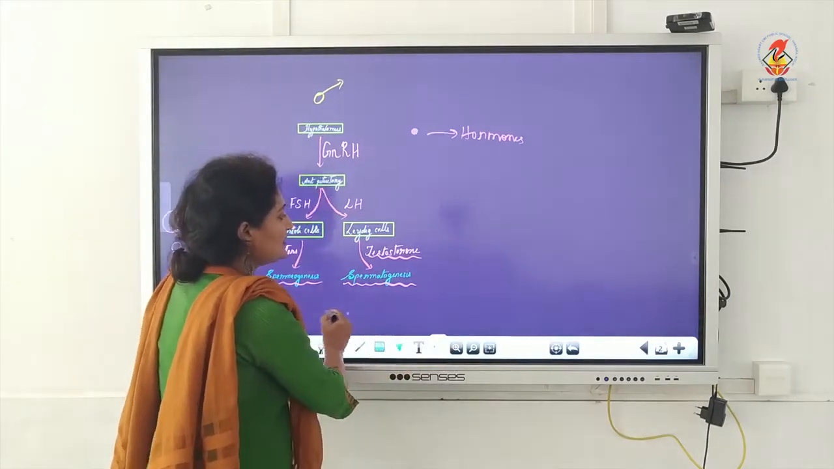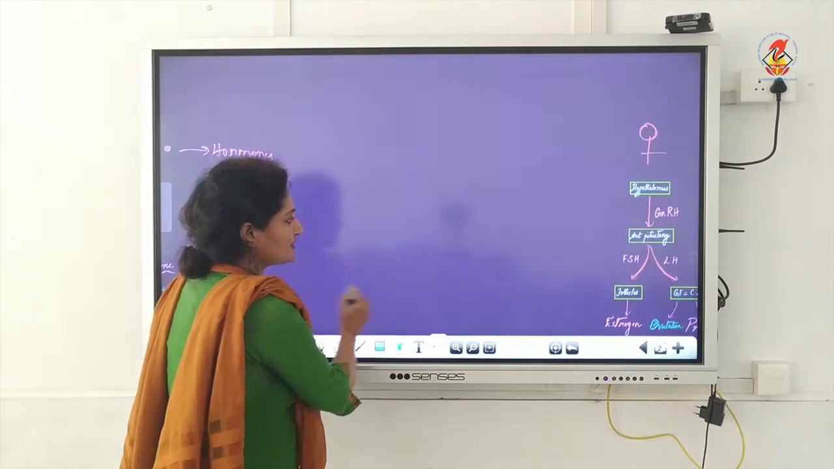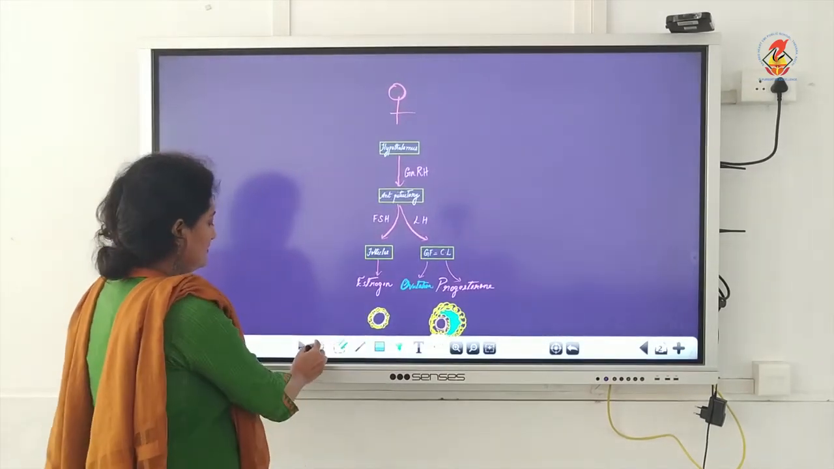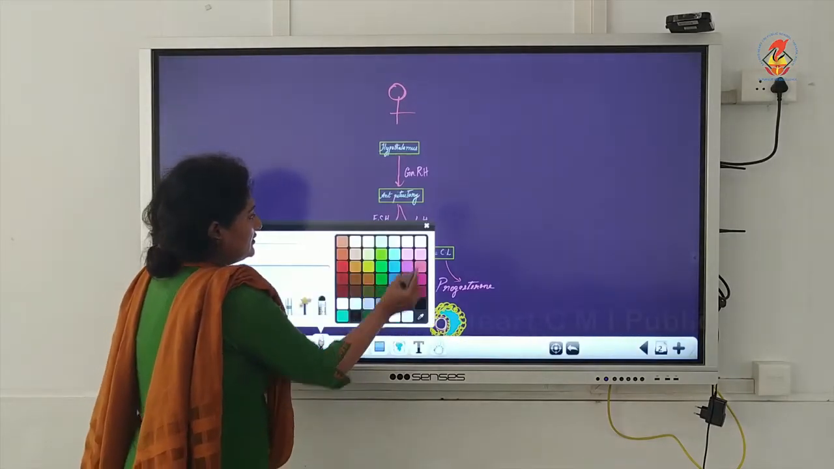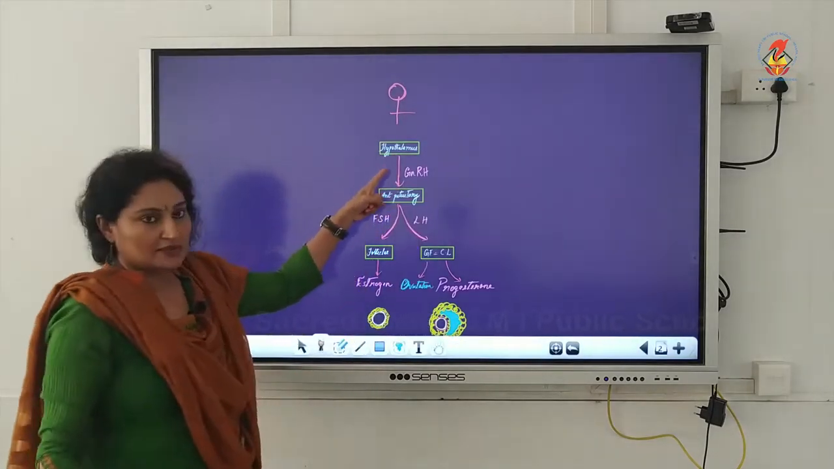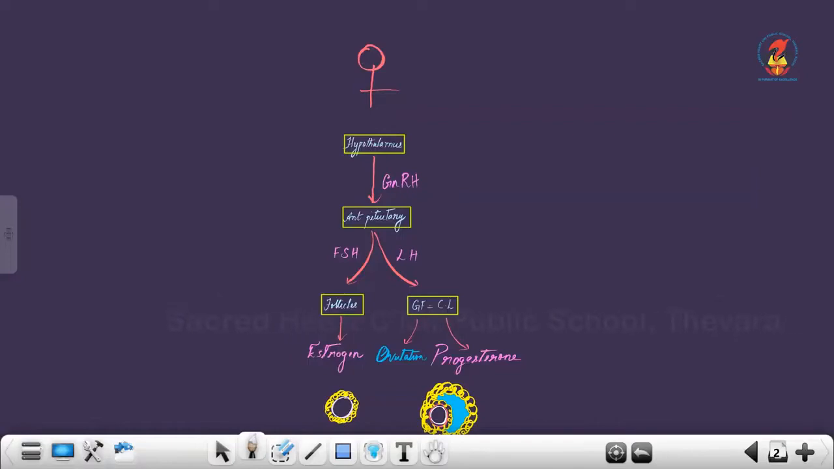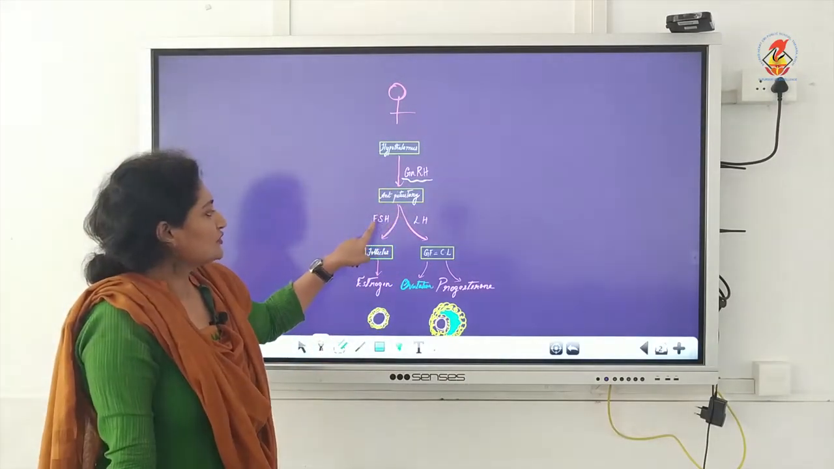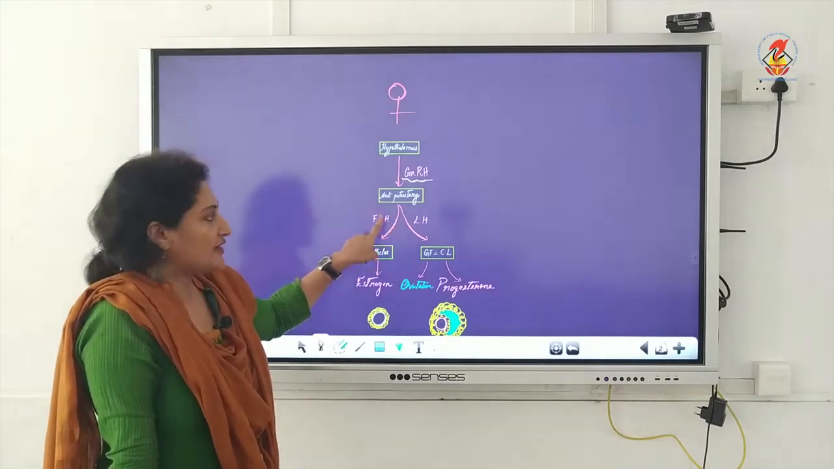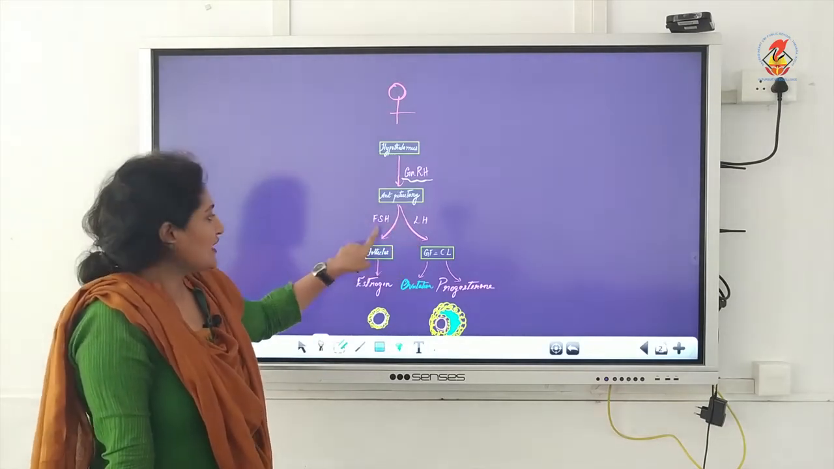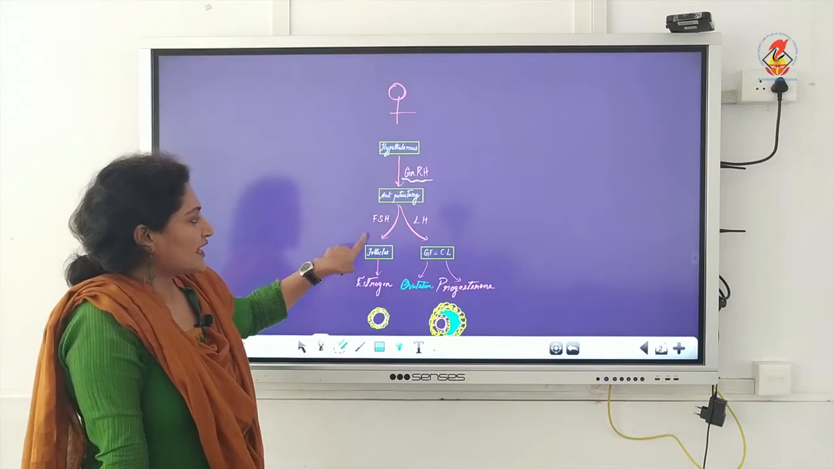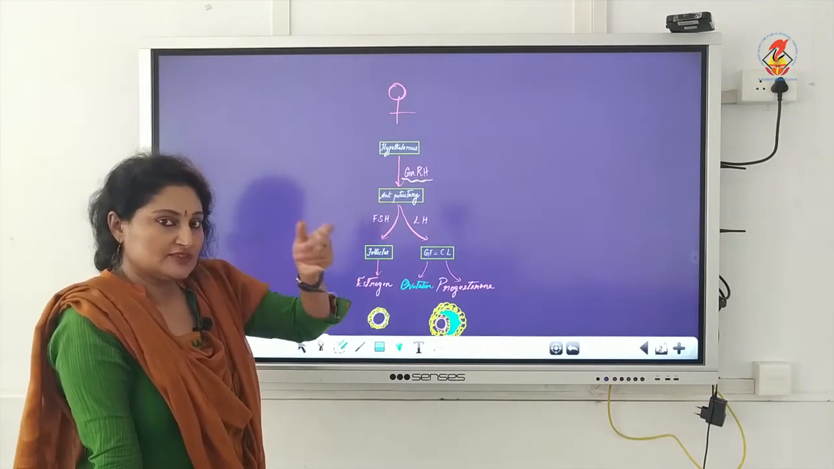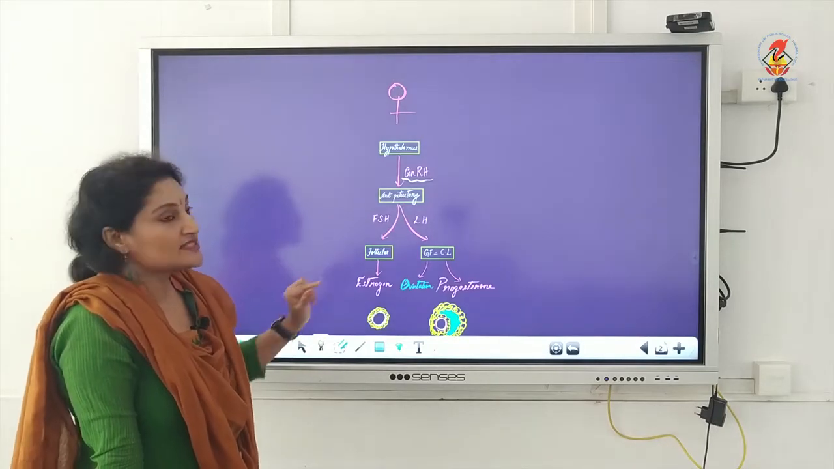Next, we are going to see the female reproductive system. The first part is the same. The hypothalamus produces the gonadotropin releasing hormone, which stimulates the anterior pituitary to release two types of hormones, FSH and LH. What does the FSH act on? FSH, follicle stimulating hormone, so it's very easy for you to remember. It stimulates the follicle cells.